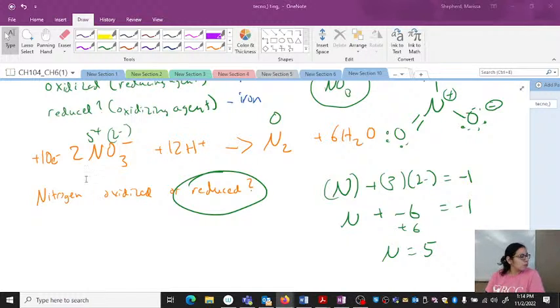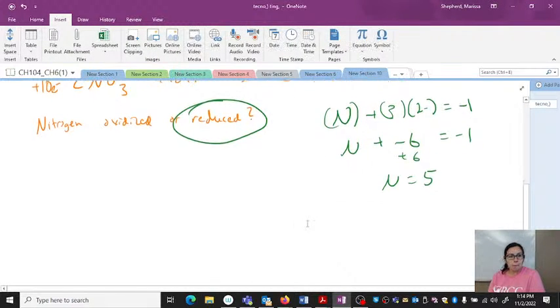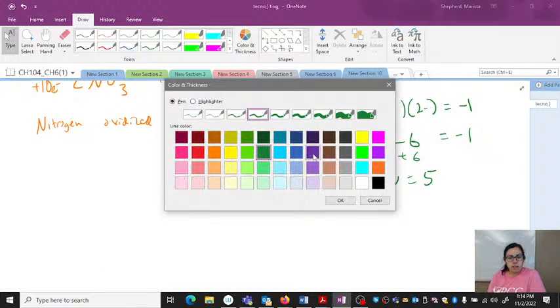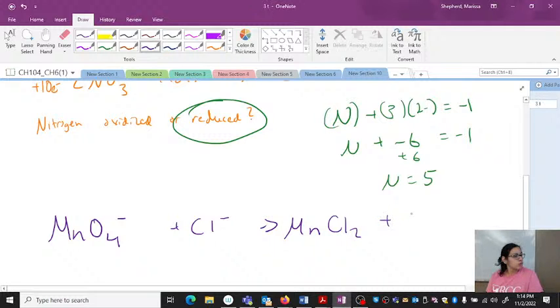Okay, let's do one more funny one. So this one might be tricky, but again, use what we know about oxygen, and you might want your polyatomic for this HClO. So ClO should be some sort of polyatomic.